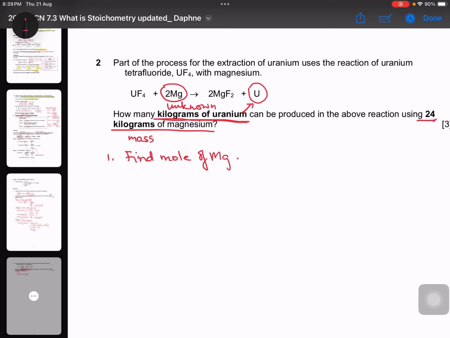Mass has to be in grams. So 24 kilograms is actually how many grams? This will be 24,000 grams. That's the first step. Try it out yourself. Pause this video and try it out yourself.